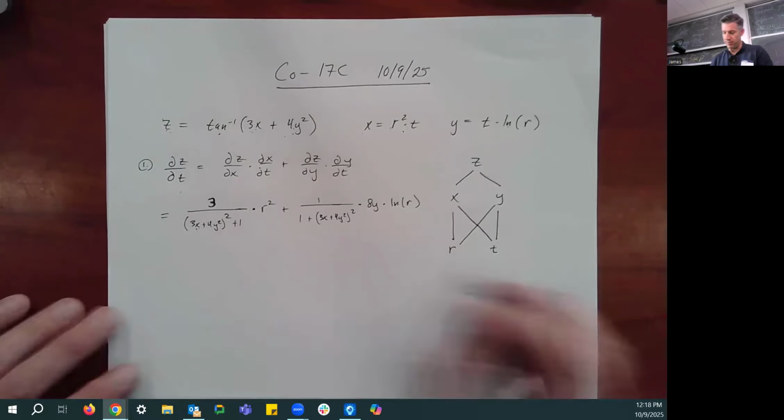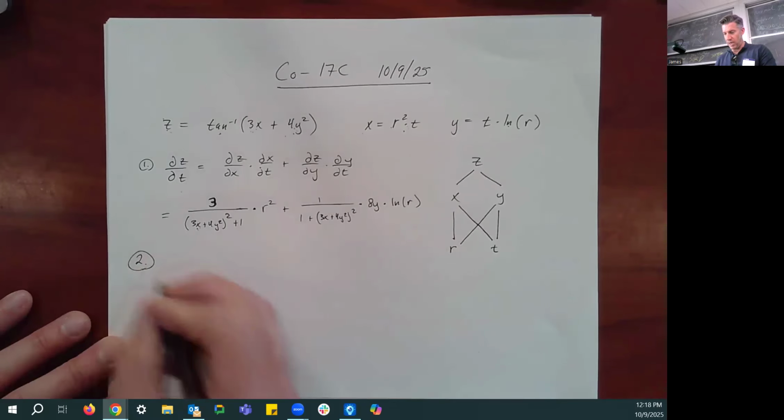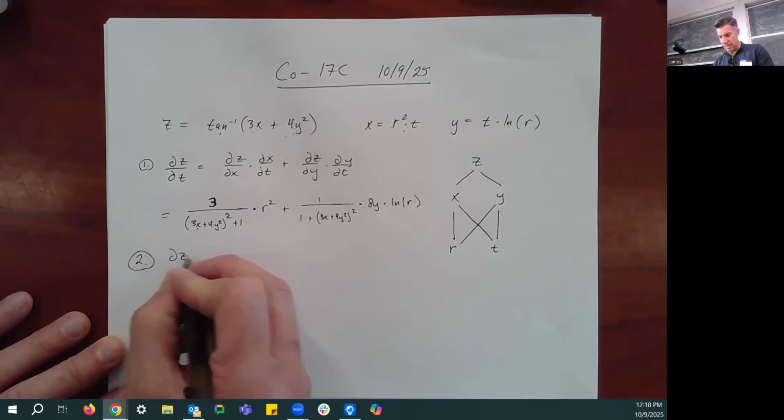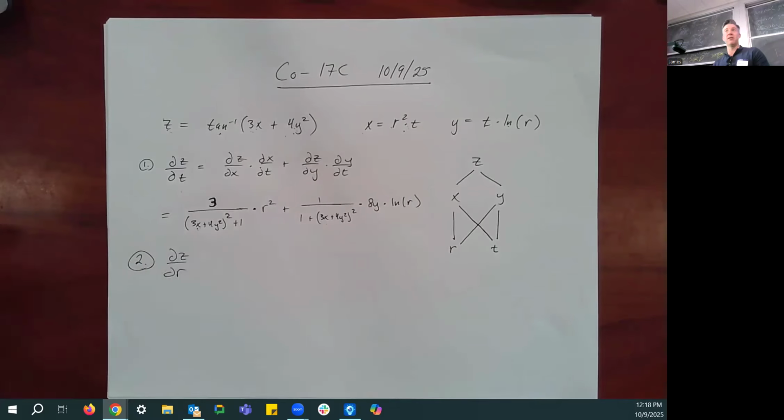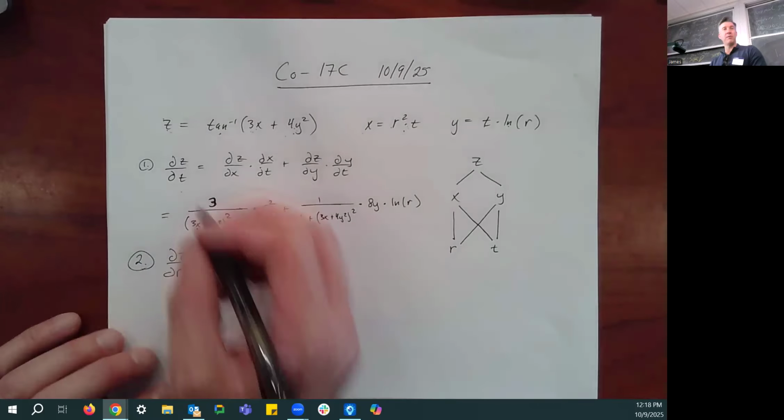All right, let's look at this next one, or the second part. So now we're going to find del z del r. And again, it is a partial derivative. Here's the nice thing about this other one. The first part's going to be the same as it was before.